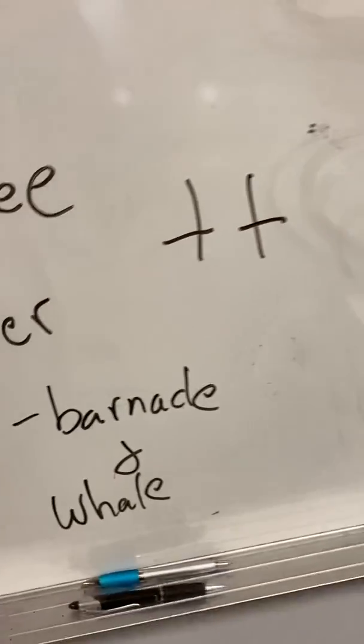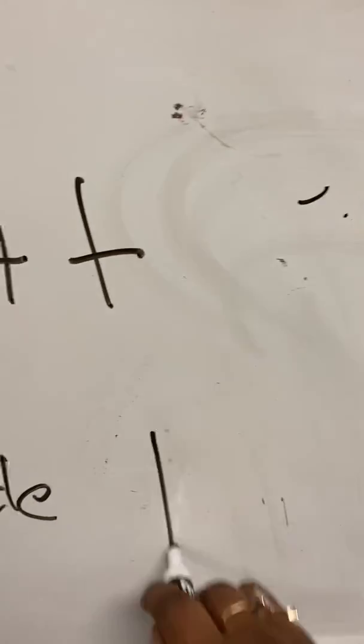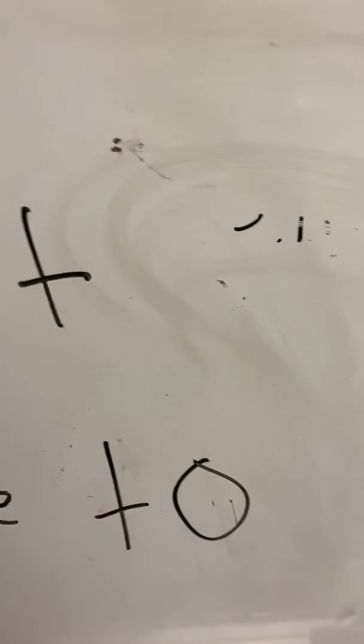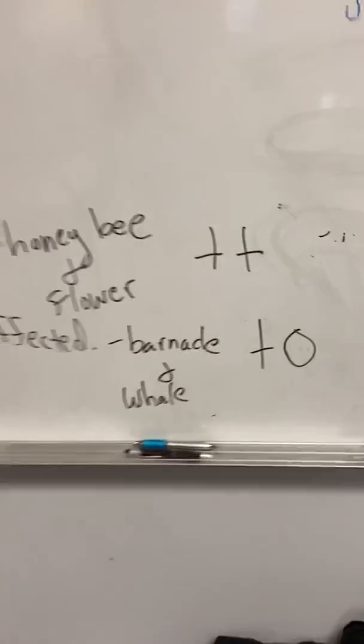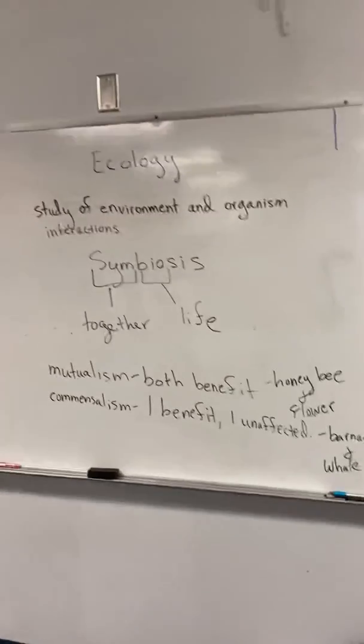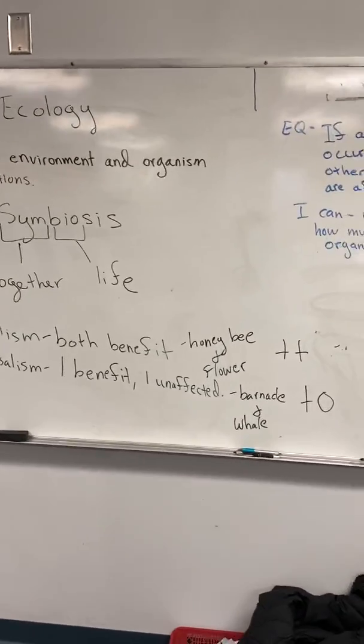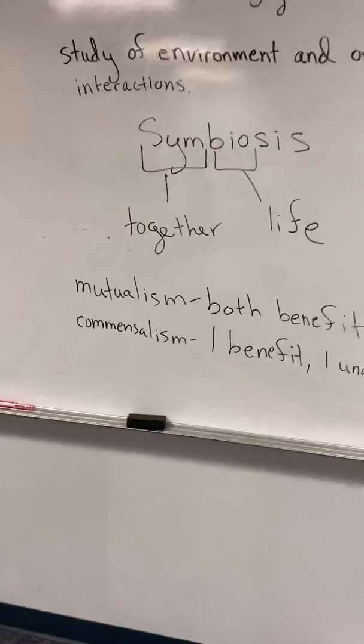And the way we can show that is a plus sign and then like a 0. And so the plus is that organism is benefiting, this one's unaffected, okay? And so the last one we're going to talk about is parasitism.